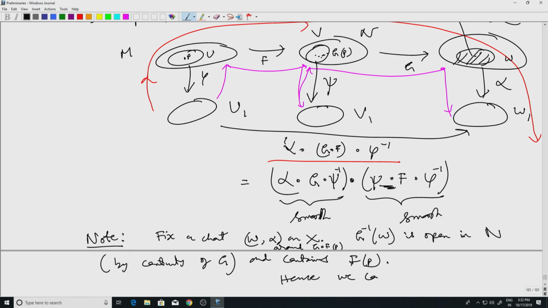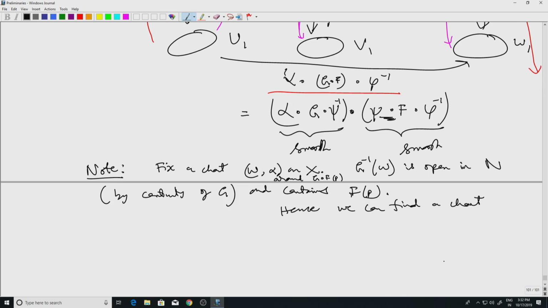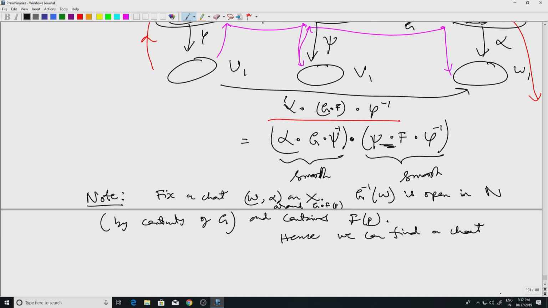hence we can find a chart V psi on N containing f of P, and such that we can assume that this is contained in G inverse W. So when I take G of V, I'll safely end up in W.